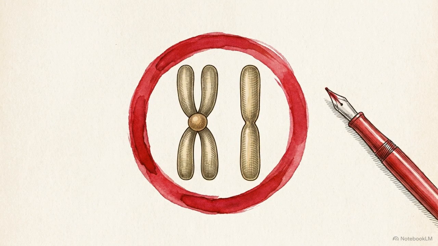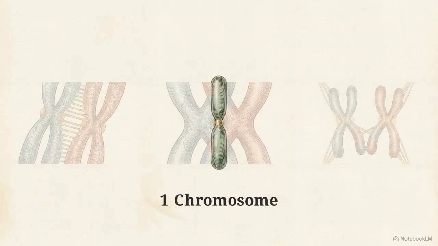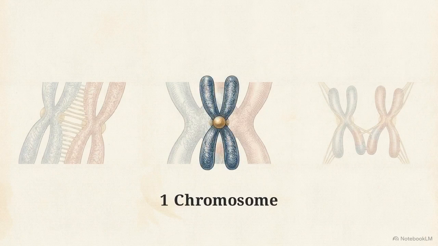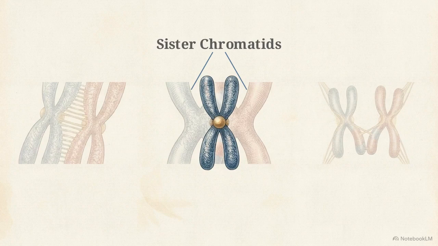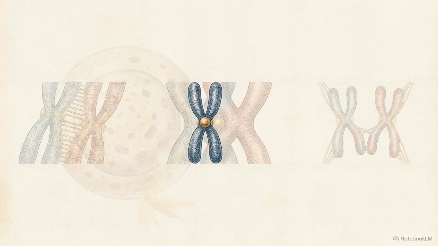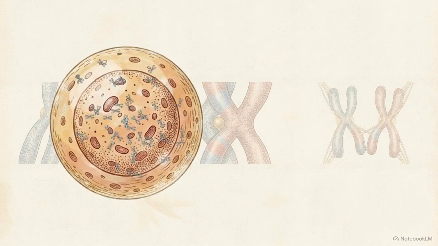Before tracking how chromosomes divide, we must clear up a common exam trap: the difference between a chromosome and a chromatid. During DNA replication, the physical mass of the DNA doubles, creating this familiar X shape. Even though it looks like two pieces, as long as those two sister chromatids are held together by a single centromere, it is still counted as exactly one chromosome.